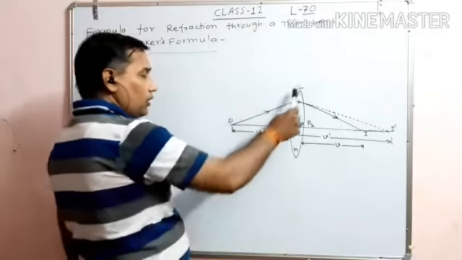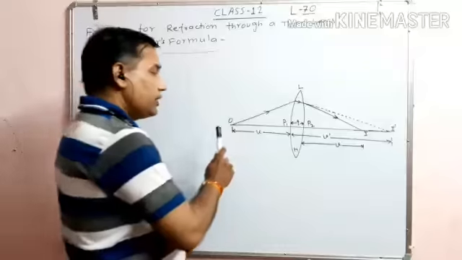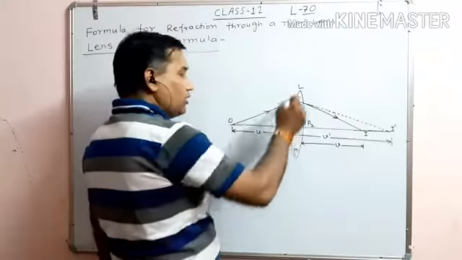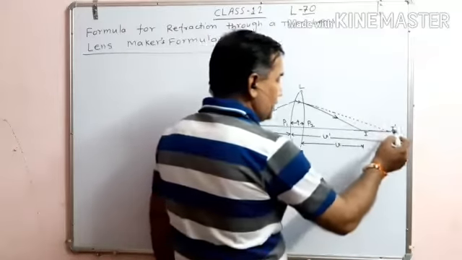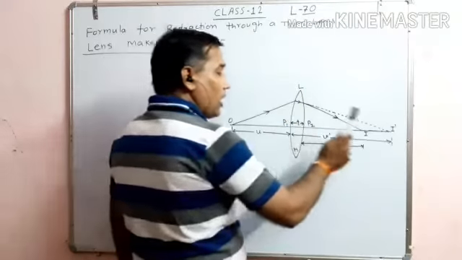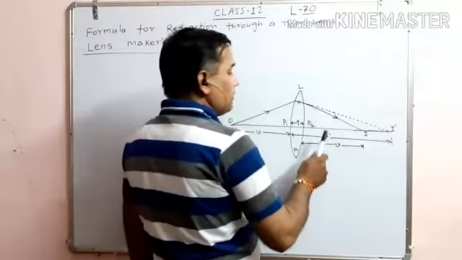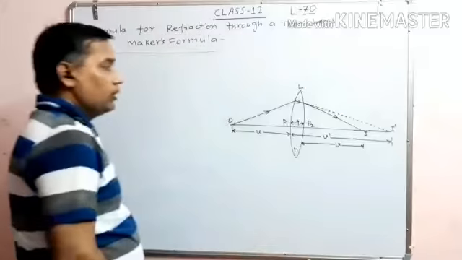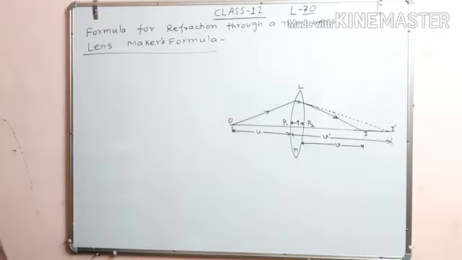For the first surface P1, its image is formed virtual at point I dash, and for surface P2, the second face of the lens, this virtual image I dash is treated as an object, a virtual object, and its real image will be formed for surface P2 at point I. This is the general property of this lens maker's formula.